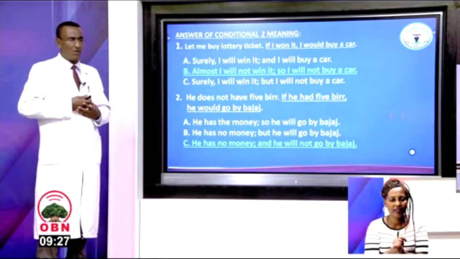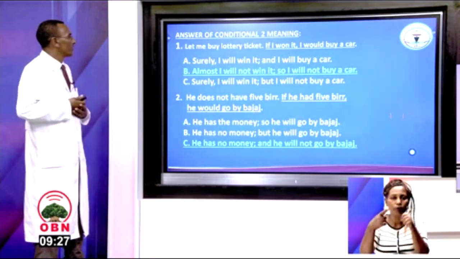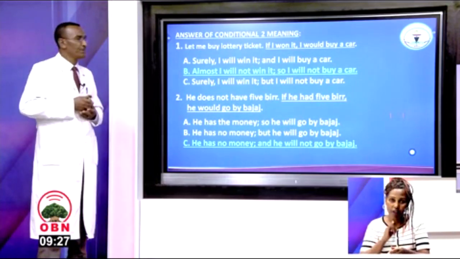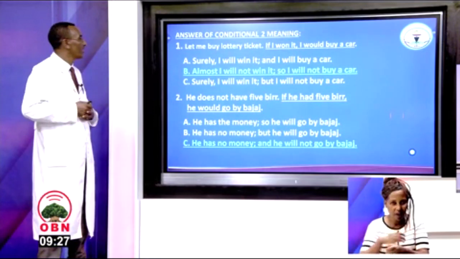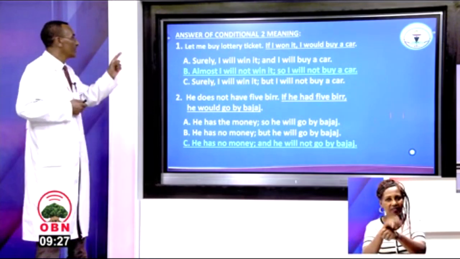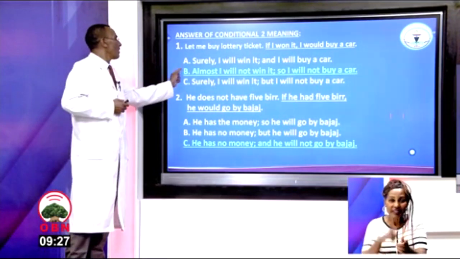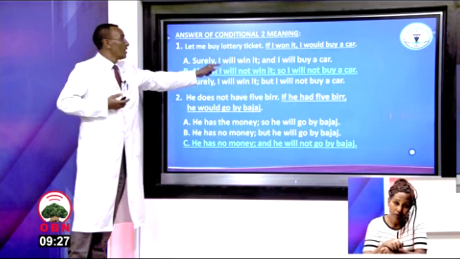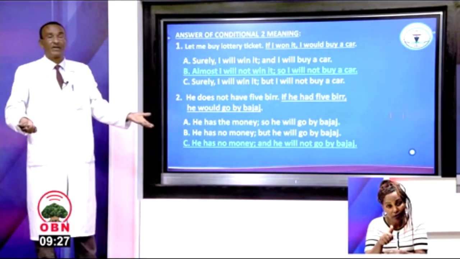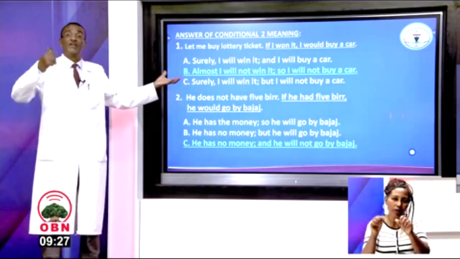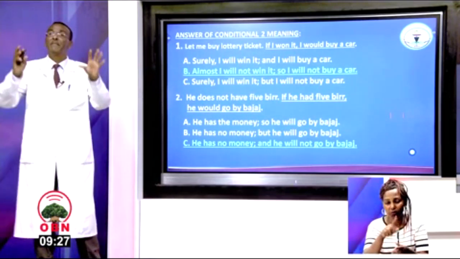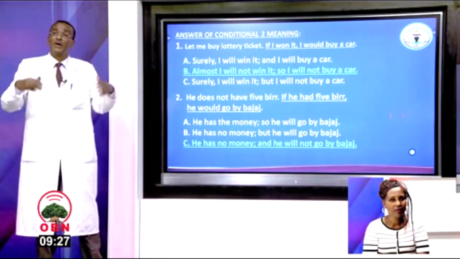The answer to number 1, let me buy a lottery ticket. If I won it, I would buy a car. This really exactly means almost I will not win it. I will not win the lottery, so I will not buy a car. Both the condition and the result are almost impossible, about 90% impossible, or do not seem to happen.